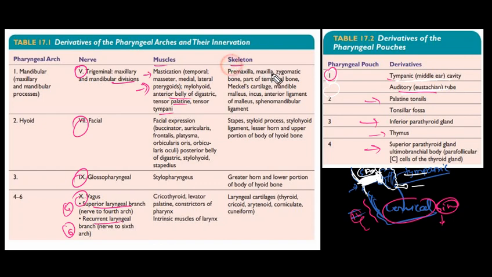Then we have the skeleton, which is usually known as the cartilage. In cartilage we named it the Meckel's cartilage. Then near the face, we have the maxilla, premaxilla, the zygomatic bone, part of the temporal bone, Meckel's cartilage we already know, the mandible, malleus, incus and anterior ligament. These are structures which we can learn through the nerve, the origin and how the nerves supply these structures.